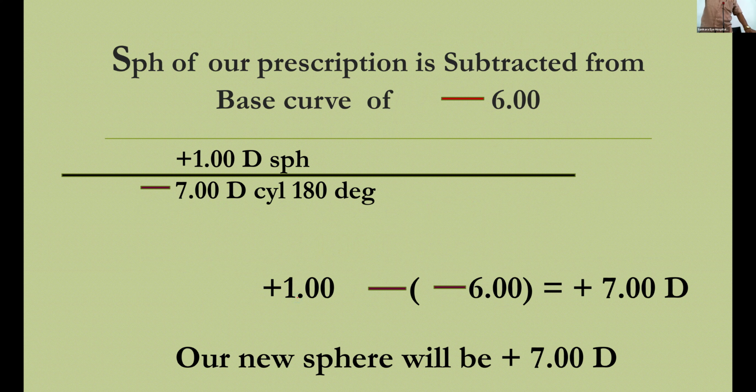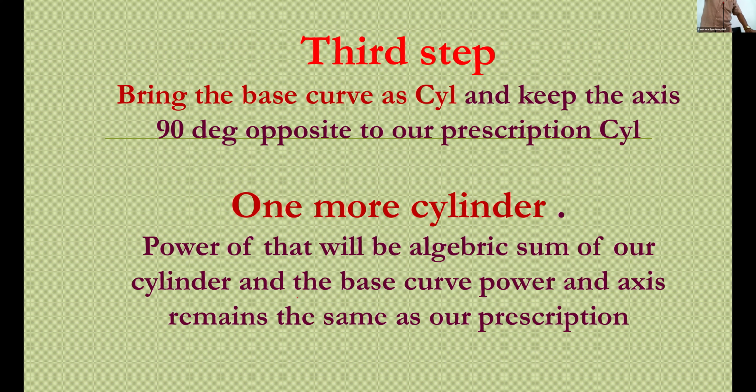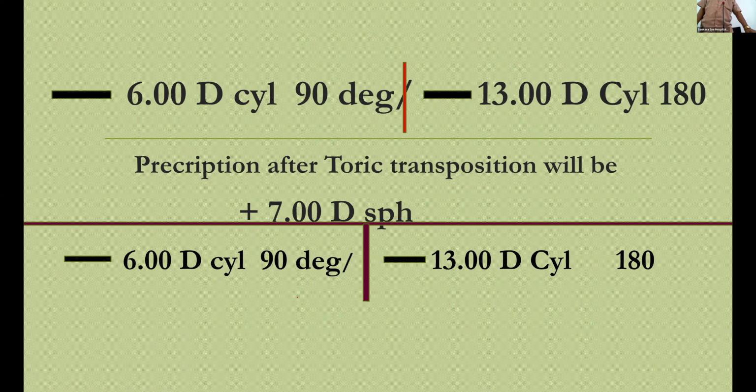So the sphere is over. Now the third step: bring the cylinder, your base curve cylinder. Remember, I told you your prescription is at 180. Now minus 6, 90. And one more: this minus 6 and minus 7 together. I'll show you here. Can you see this? This is the prescription of this fellow, the one with plus 1 and minus 7 cylinder, the transpose, remember?